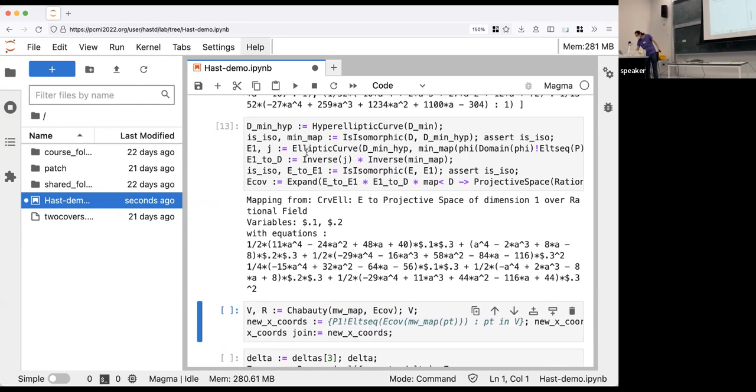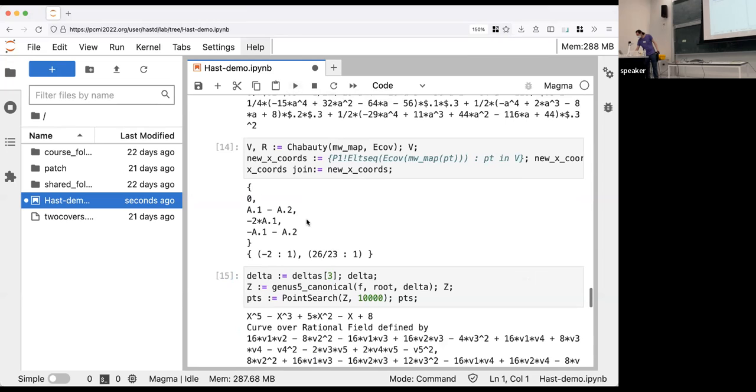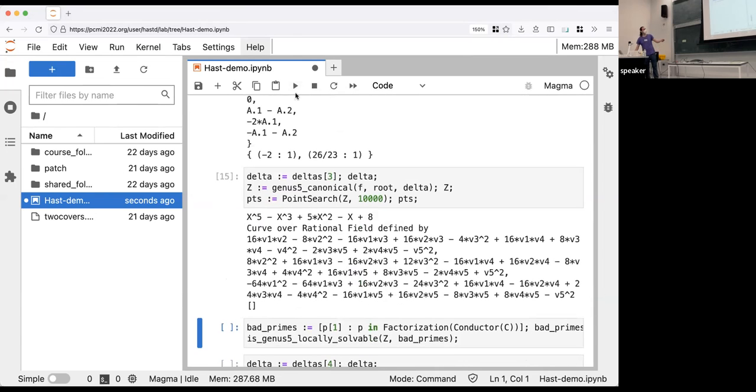Okay, so now we do this curve here. Let's see here. Yes, we still need to run Chabauty on this one. So now we find these 2 points. So those are the only 2 points on this one, again, assuming GRH here.